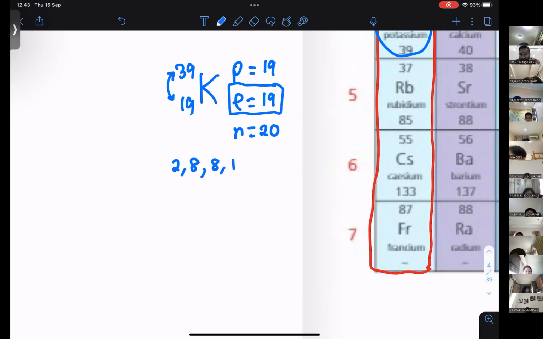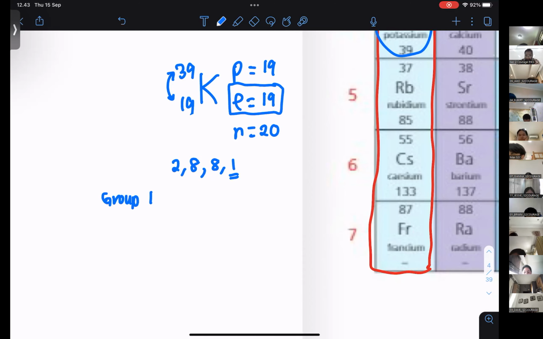Now, from here, Gianna, can you tell me what is going to be the valence electron number? Valence is the last electron. So the valence electron number for this is going to be 1. So this is 1. Now, the valence number is going to tell us the group number, group number 1. We just follow that.